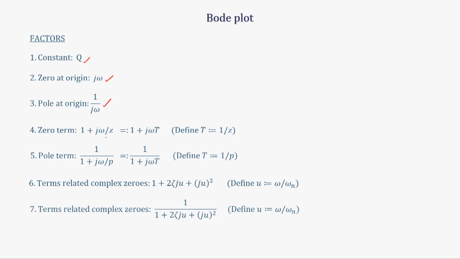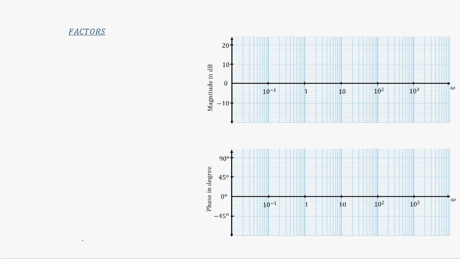One more thing that we do is we call 1 by z as t, and rewrite 1 plus j omega by z as 1 plus j omega t, and 1 plus j omega by p as 1 plus j omega t. Again, if you want you can always keep it in the original form, but I am doing this so that it is similar to what is written in the books and easier for you to follow. It is just a matter of convention. Okay, now let us look at each of these factors.